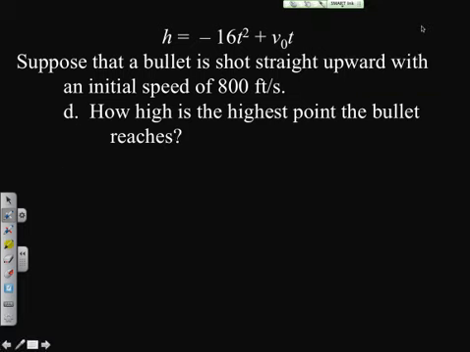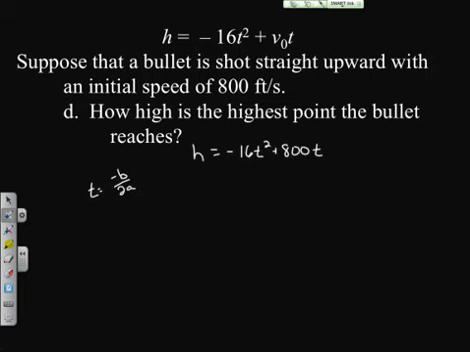The last part of our example is how high is the highest point that the bullet ever reaches? In other words, what is the vertex of this parabola? We know this is a parabola. The equation here, again, is, so how do we find its highest point? Remember that the highest point of a parabola is always that little equation. We use x most of the time, but in this case the variable is t, so I got to switch that. So t equals negative b over 2a.